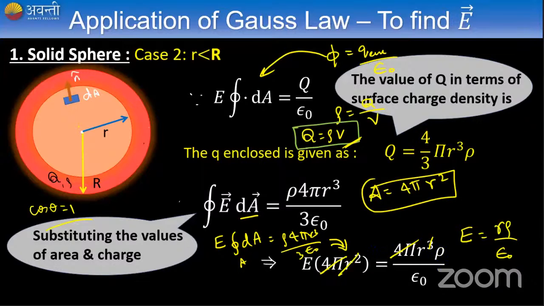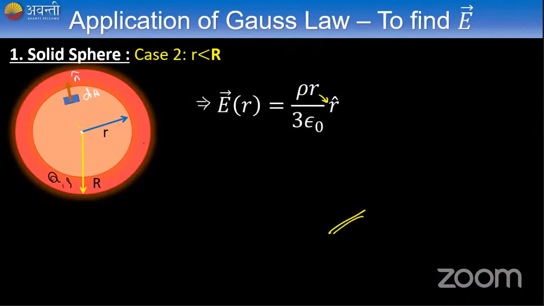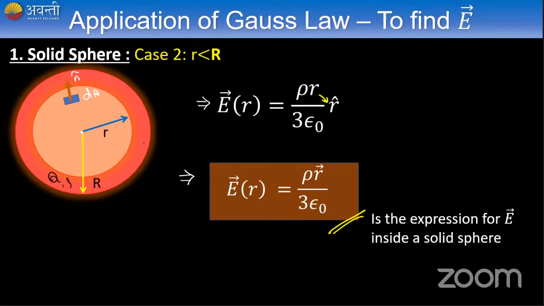So from here 4 pi cancels, and only the cube part of R cancels. I'll still remain with R and rho divided by epsilon naught. There was also a 3 here, 4 by 3 pi R cube, so R rho by 3 epsilon naught is still remaining. So my expression for electric field will become rho R by 3 epsilon naught times R cap. This R times R cap will become my magnitude into direction, that is my R vector.